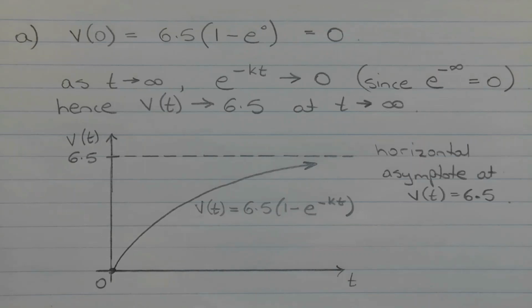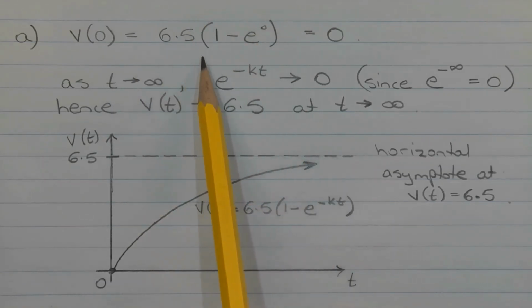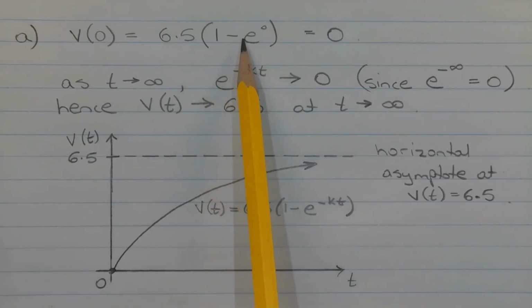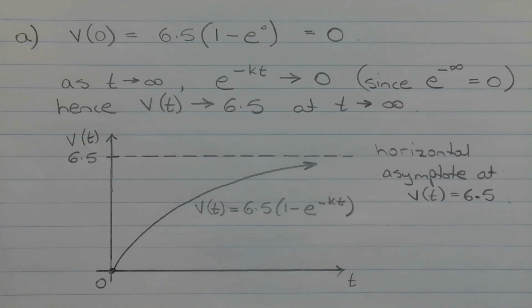Let t equal 0 to find the initial voltage on the capacitor, and that will be our starting point when drawing the graph. So the value of V(0), which represents our initial voltage, is equal to 6.5 times (1 minus e to the power of 0). Now e to the power of 0 is equal to 1, and 1 minus 1 is equal to 0, and 6.5 times 0 is equal to 0. So V(0) is equal to 0, and that represents the starting point of our graph.